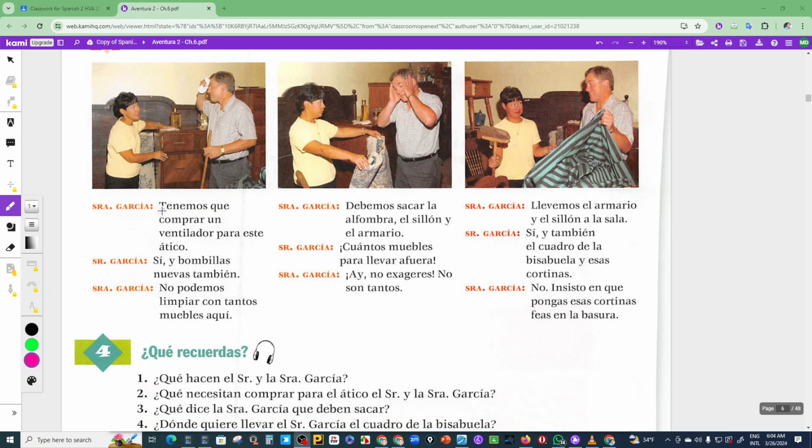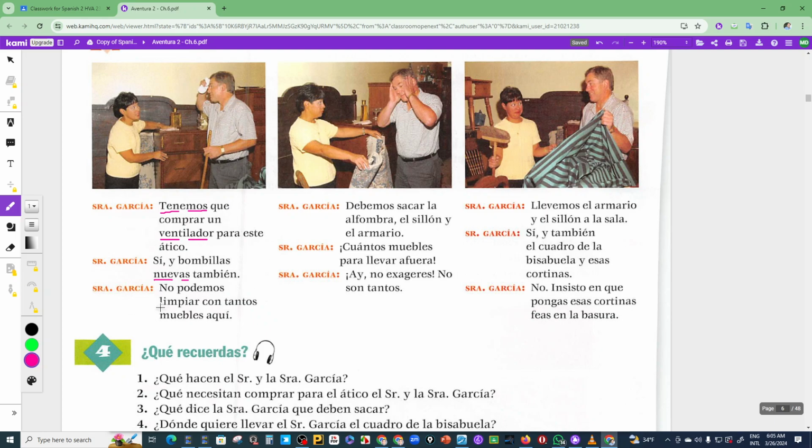Okay, la señora García, she said, tenemos que comprar un ventilador para este ático. Remember, the verb tener is to have. So we have to buy a fan for this attic. El señor García responde, sí. Y bombillas nuevas también. Remember, the word nueva means new.